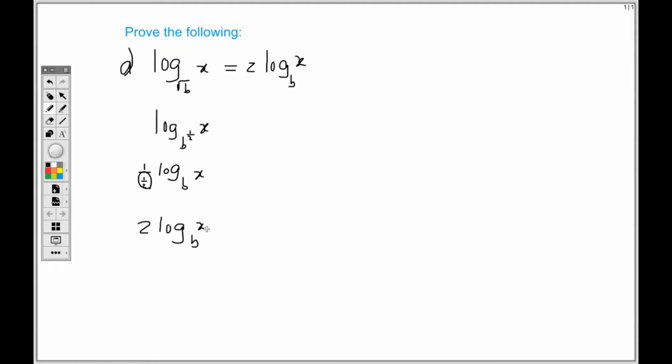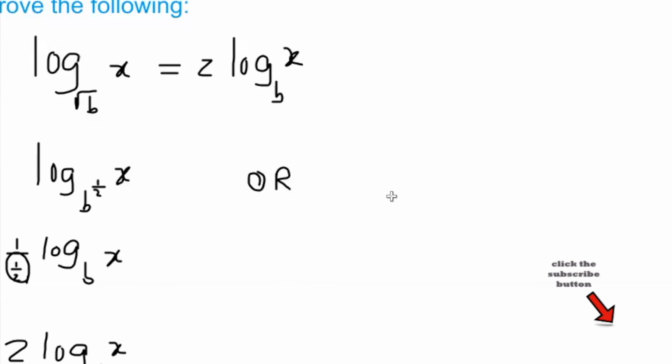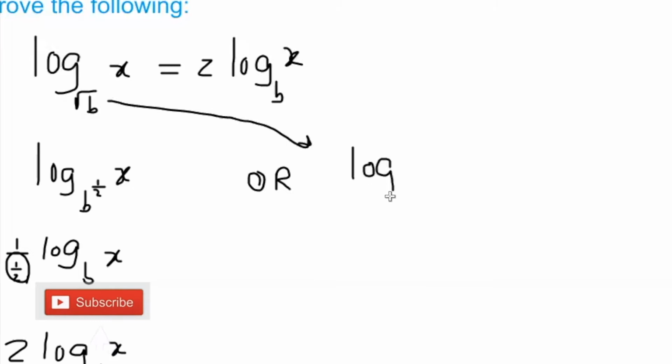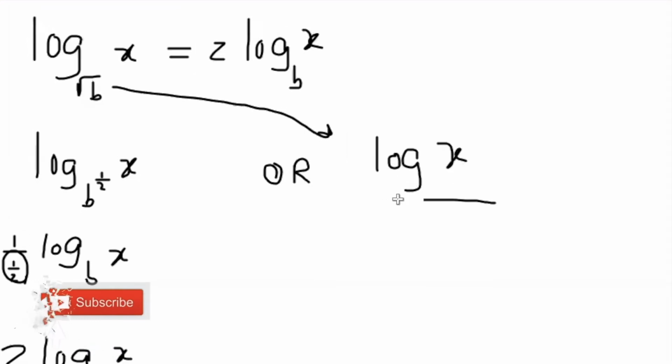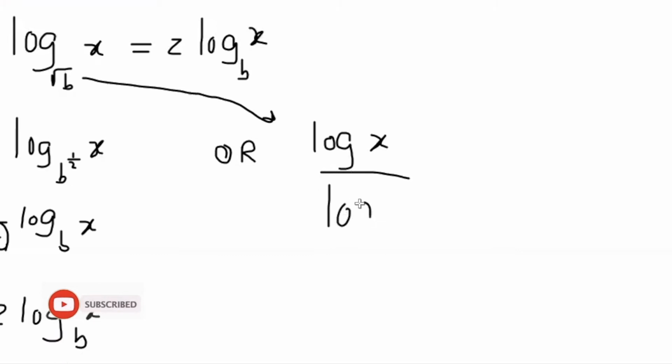Now there's another way that I can prove this, that the left is the same as the right. I can use a change of base formula. So applying the change of base formula, I am going to prove that log base root b of x is equal to 2 log base b of x. So applying the change of base formula, I am going to have log, which means the base is 10, then the x, which is the argument, goes beside the log. Then I have log in the denominator.